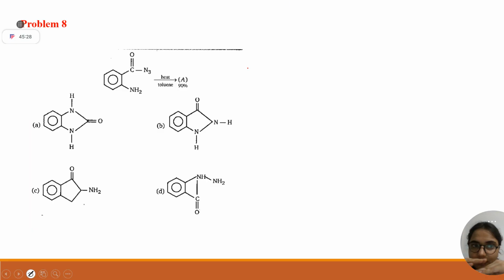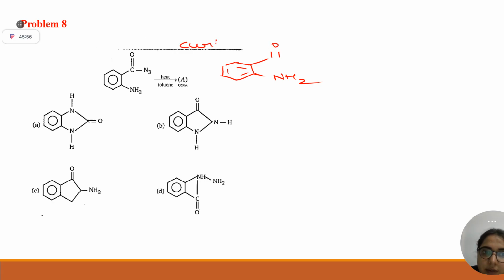So we have covered carbocations and carbenes. Now it's the turn of nitrene. Let's write its mechanism. You are given an acyl azide, NH2, CO. By the way, this is your Curtius rearrangement.